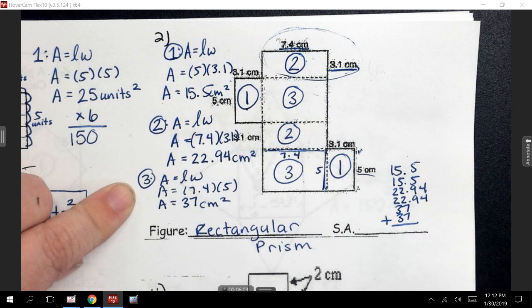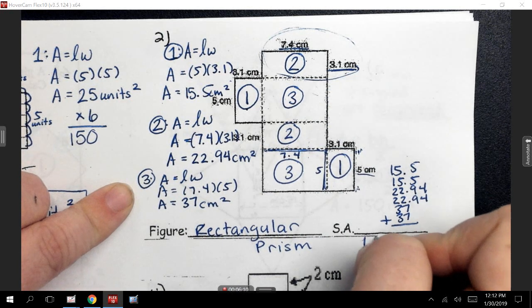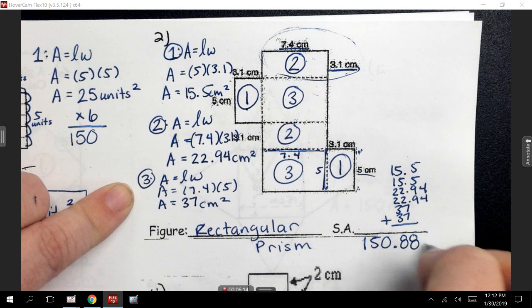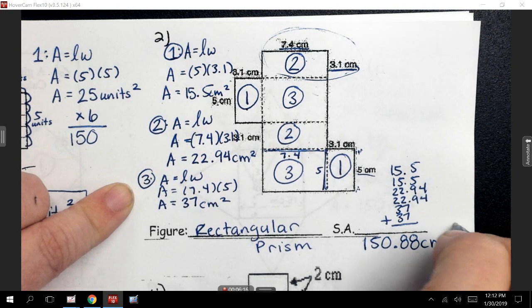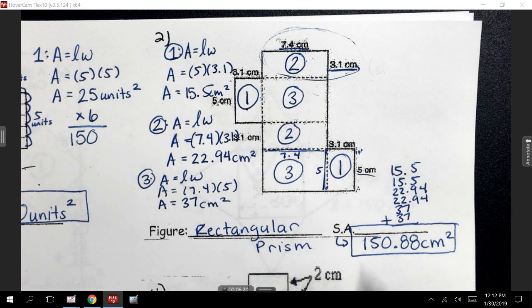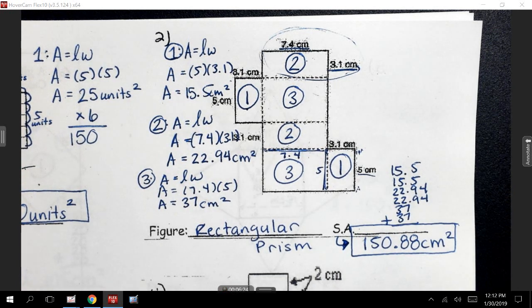So when I add those up, what do I get when I add up my areas for my final surface area, Cooper? 150.88. And make sure we put our centimeters squared on that. I'm going to make sure to box that, and that is my final surface area. I just did not save myself enough room for the work. All right.